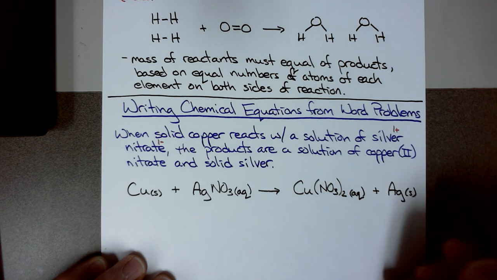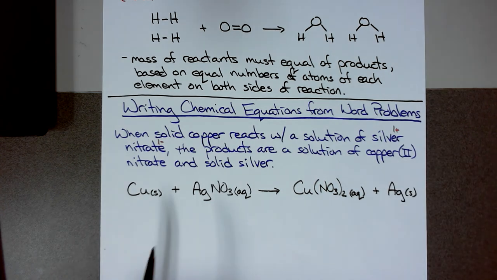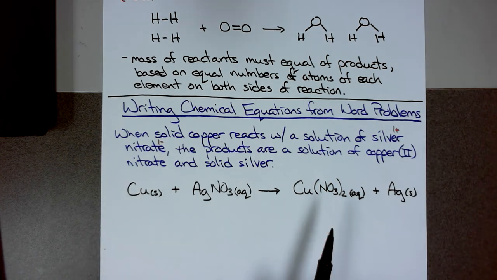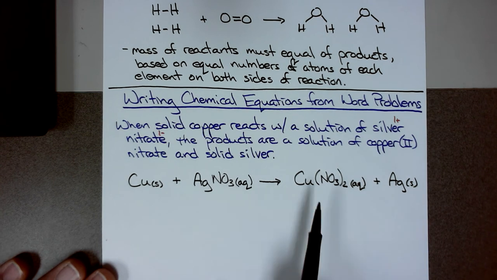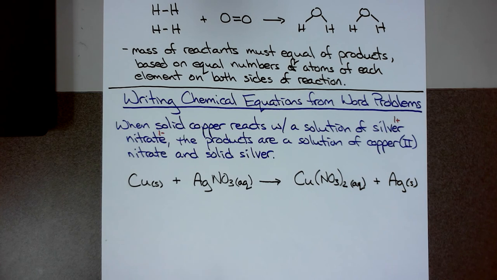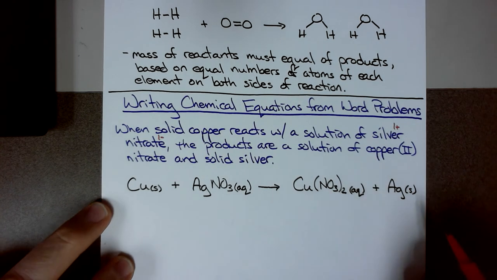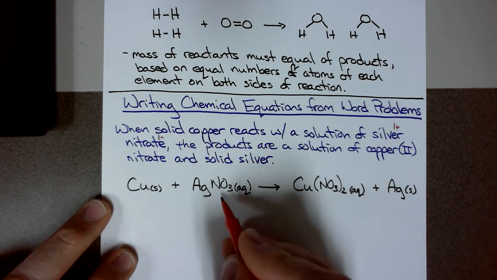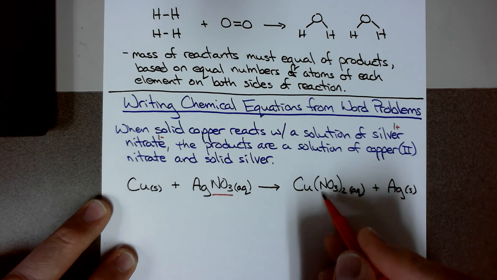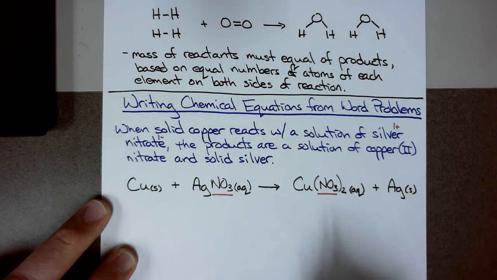Ag solid. Now, once we get it written down and you've written the correct formulas, you cannot change the subscripts. The subscripts must stay as they are. And so if we balance this, we'll notice that the copper is the same on both sides, the silver is, so we're looking at the nitrate.